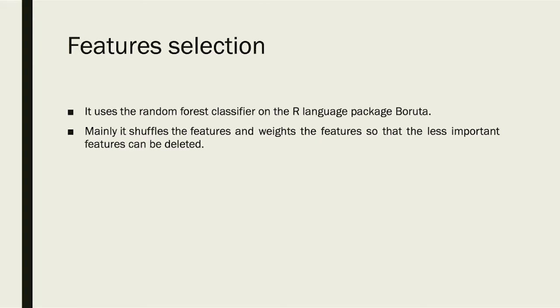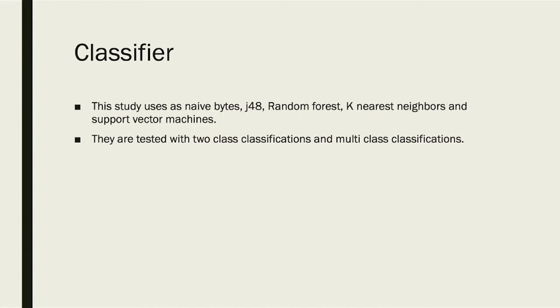The study selected the features with a random forest classifier and the R language package Boruta. The Boruta package mainly shuffles the features and weights them so that the less important features can be deleted, keeping the most important ones. The classifiers in this study are naive Bayes, J48, random forest, K nearest neighbors, and support vector machines. They are tested with two-class classifications and multi-class classifications.